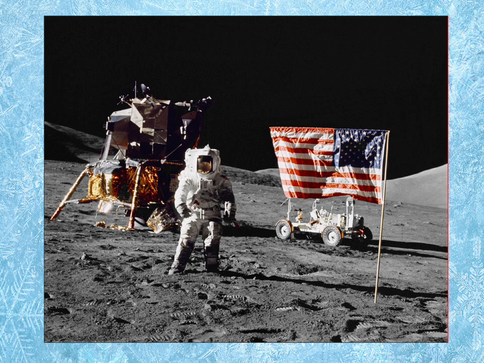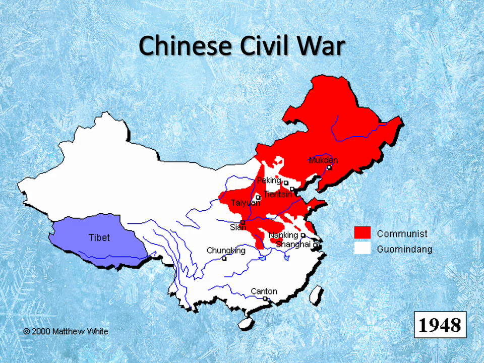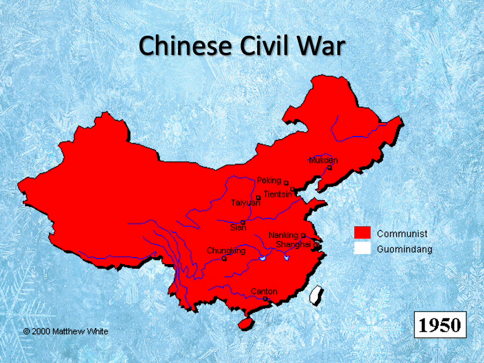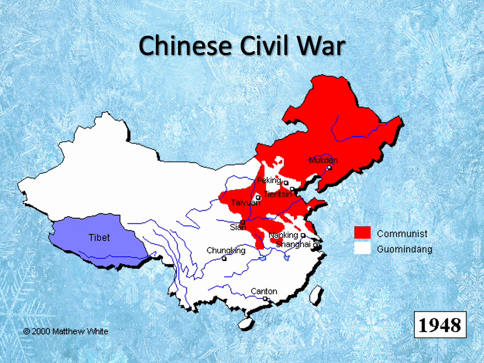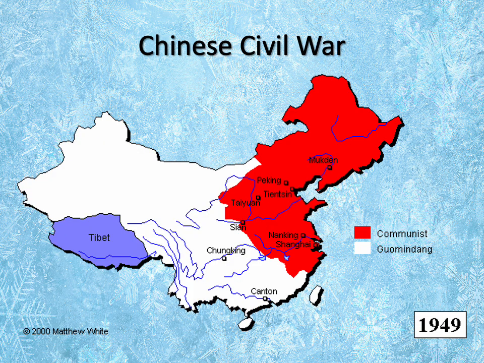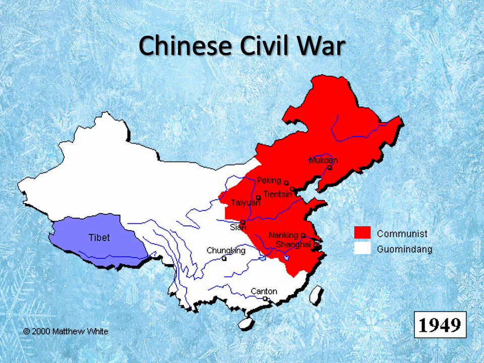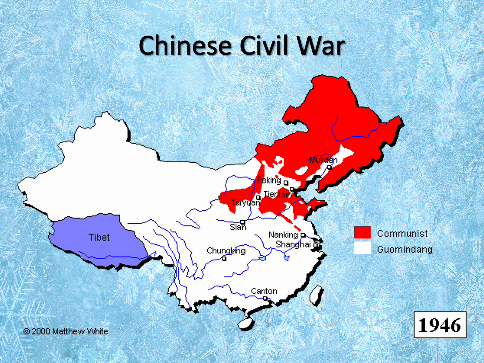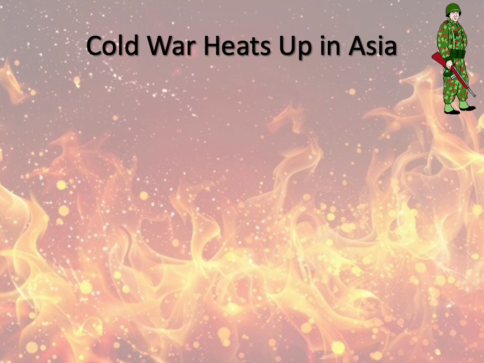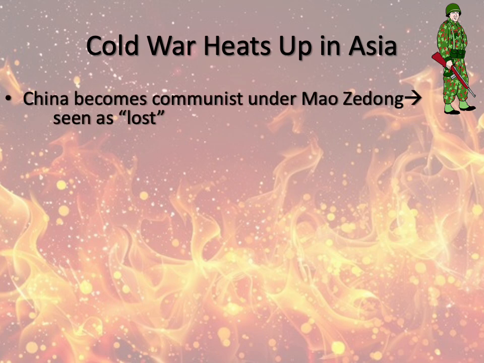So now let's move to Asia. So we've talked a little bit already about the Chinese revolutions, and by the 1950s, China had fallen to communism under Mao Zedong and the Chinese rebels. So the Cold War really begins to heat up in Asia. So China, like I said, becomes communist under Mao Zedong and is seen as quote unquote lost. So they lost China to communism.